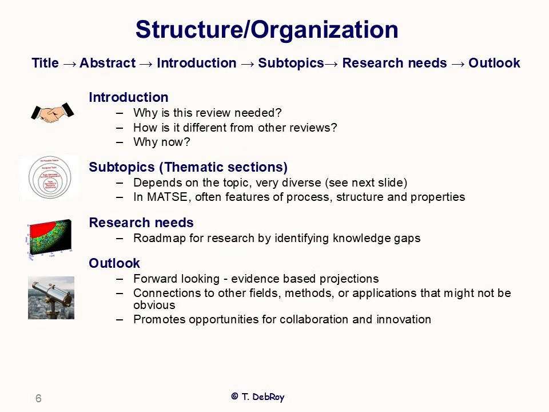The structure of a review paper often begins with the introduction, which must address crucial questions. Why is this review needed? How is it different from existing work? And why is it timely now? The body consists of thematic subtopics, which vary widely but often cover things like process features, structure, and properties in fields like materials science. Crucially, you must then define research needs, a roadmap identifying knowledge gaps. The paper concludes with an outlook, which is forward-looking, offering evidence-based projections, and promoting collaboration by connecting to other fields.